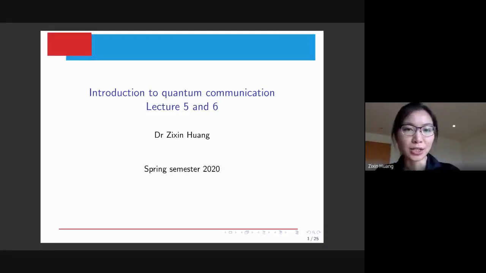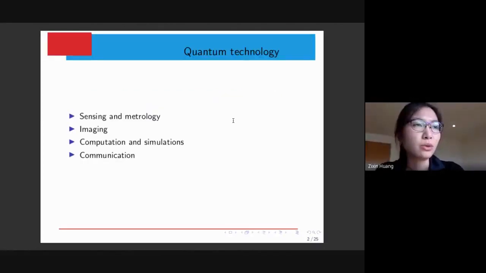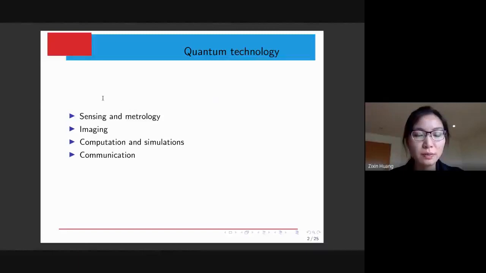So, in these last two lectures, I want to give you a general overview of the field of quantum information and give you one or two examples from each of the subfields so that you get a general flavor for what they are about. Quantum technologies can be roughly divided into about 4 subfields. There is quantum sensing and metrology, quantum imaging, quantum computation and simulations, and quantum communication, which we've talked about lots and lots. So let's start with the first one.